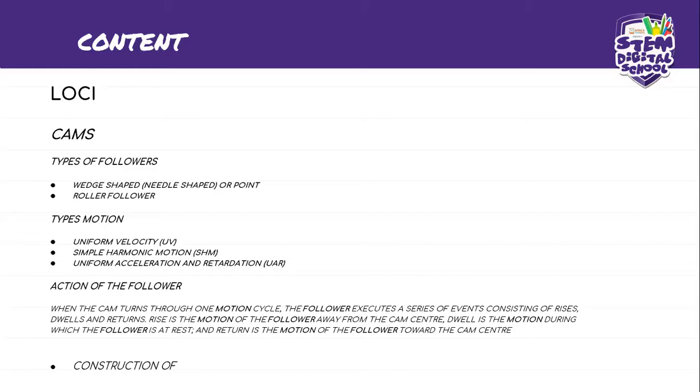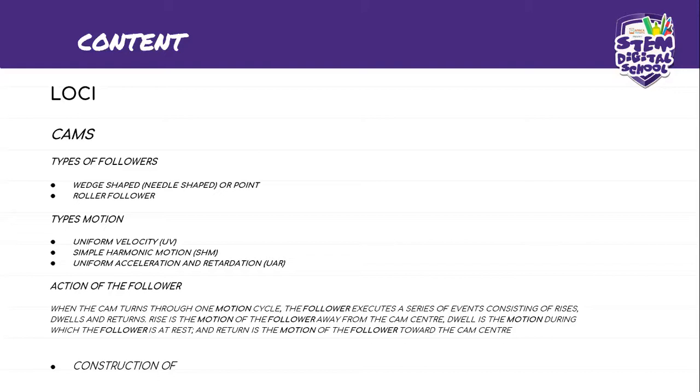Rise is the motion of the follower away from the cam center. Dwell is the motion during which the follower is at rest. So it can be said to be dwelling, at rest, or stationary. It is one and the same thing. And return is the motion of the follower towards the cam center. The other term that can be used in place of return is fall. So when the follower is falling, it is moving towards the camshaft center, or the cam center. Let us look at the construction of all these.